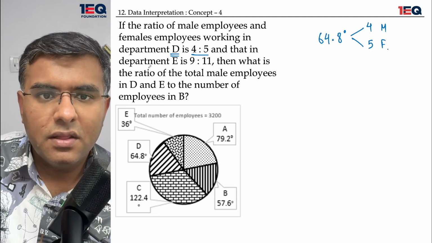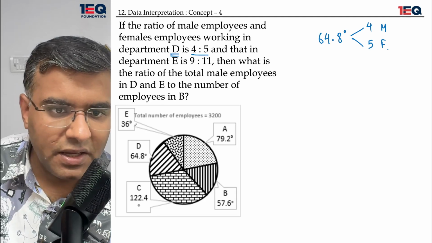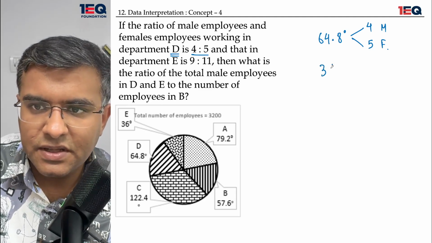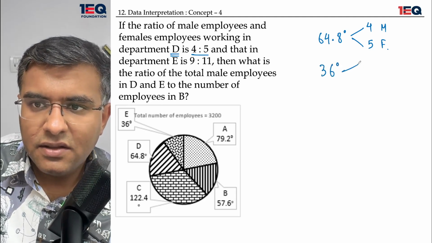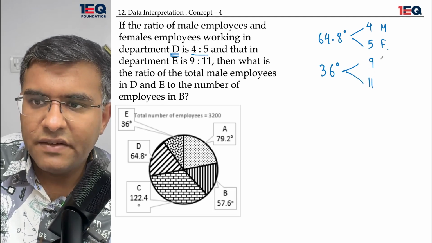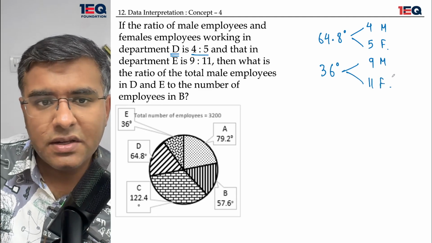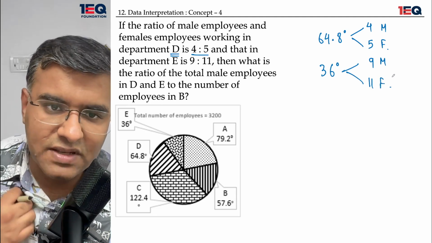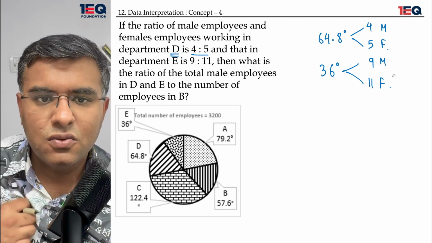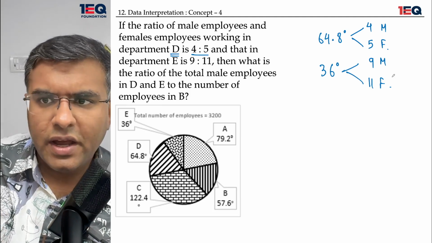And in department E. Department E is 36 degrees, and in the 36 degrees, there is a ratio of 9 is to 11. These are males and these are females. Then what is the ratio of the total number of male employees in D is to E is to the number of employees? I need to find that out.